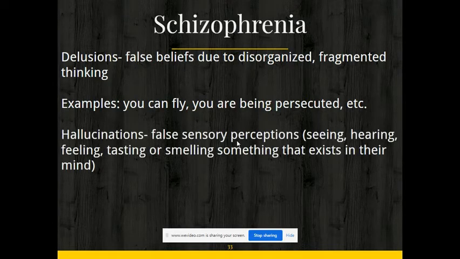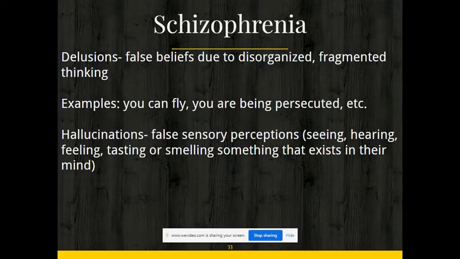Hallucinations are having a false sensory perception. So you think you see something, but it's not really there. That's a sensory input through vision. You hear something, and the hallmark for them is hearing voices in their head. So you hear people talking, but there's nobody there talking.